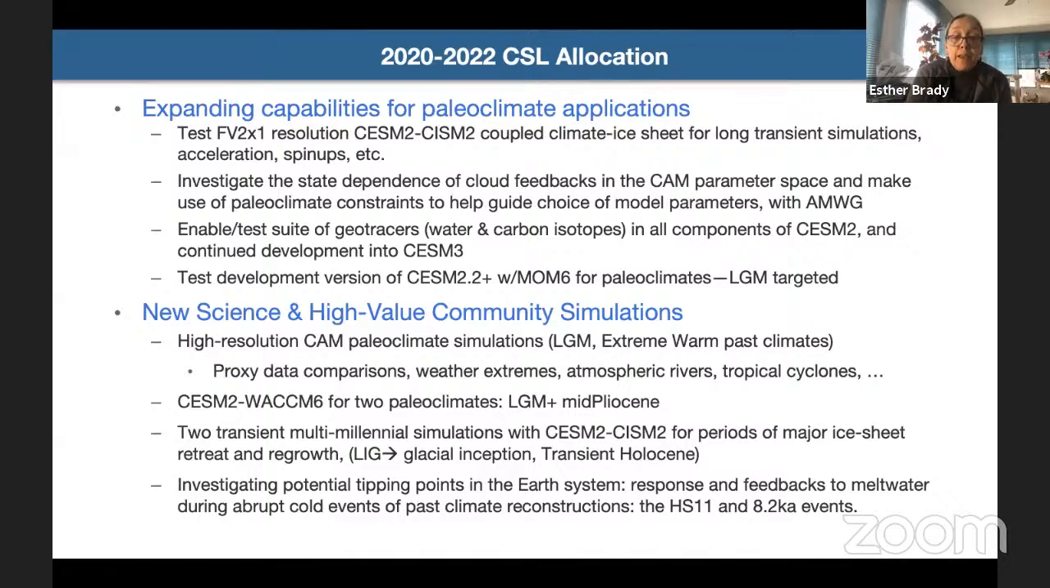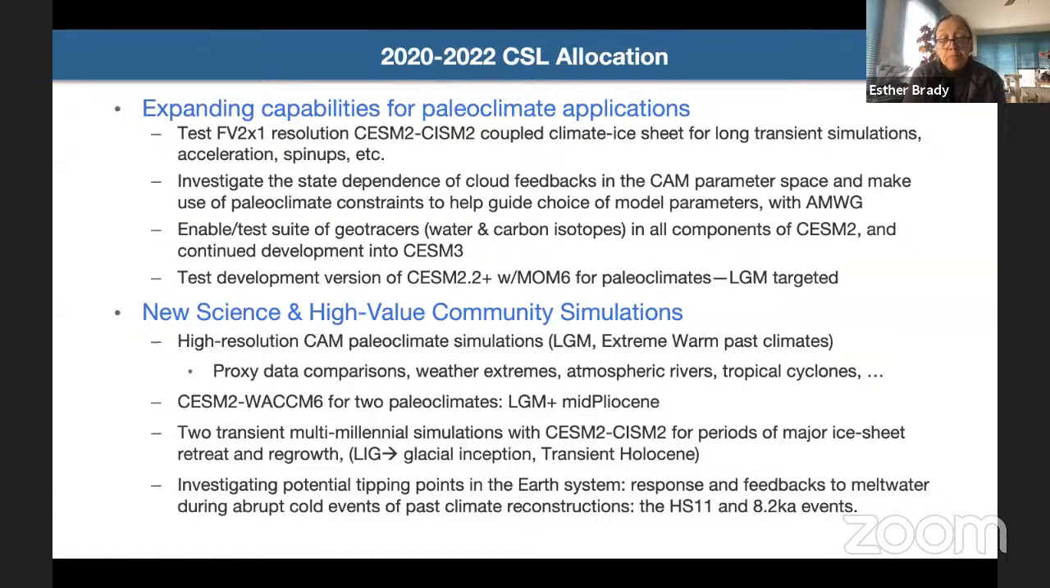And then, as I mentioned before, we have been working with the CESM2 coupled to the ice sheet model, and we have 2 long transient multi-millennial simulations planned for this. These would be for periods of major ice sheet retreat and regrowth. One is the end of the last interglacial period to glacial inception, and the other is the transient Holocene. And these 2 simulations are shared jointly with the Land Ice Working Group.